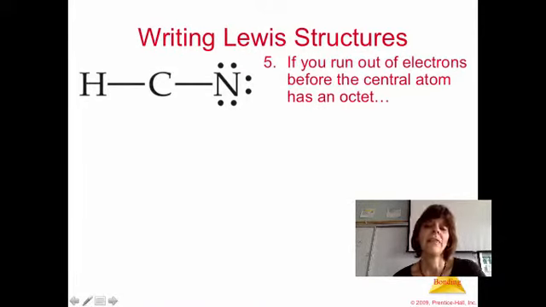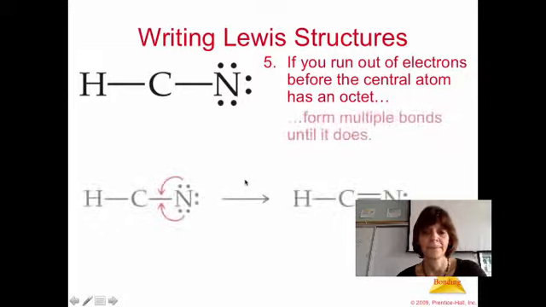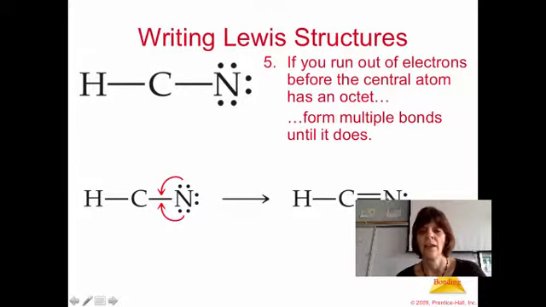Okay, if you run out of electrons before everything gets an octet, then you have to double or triple bond. So you take some of the electrons that were unbonded and you share them between the atom that had them with the one who needs them. And in this case, hydrogen cyanide is going to be a triple bond between the carbon and the nitrogen. And now hydrogen has its 2, carbon has 2, 4, 6, 8, and nitrogen has 2, 4, 6, 8.